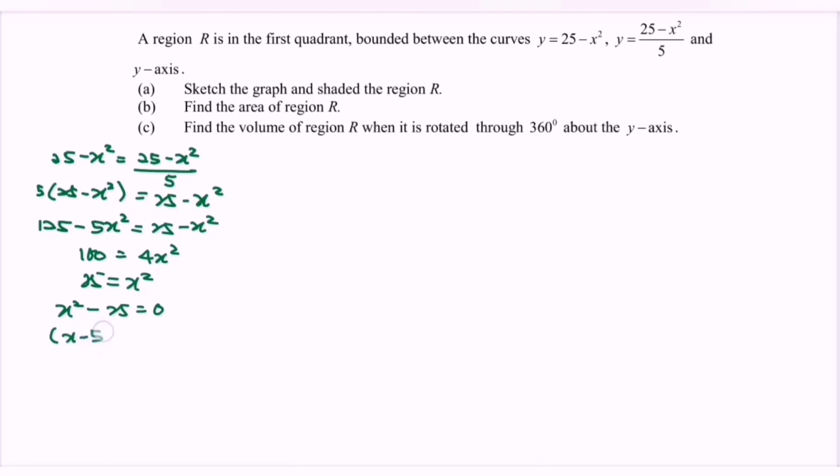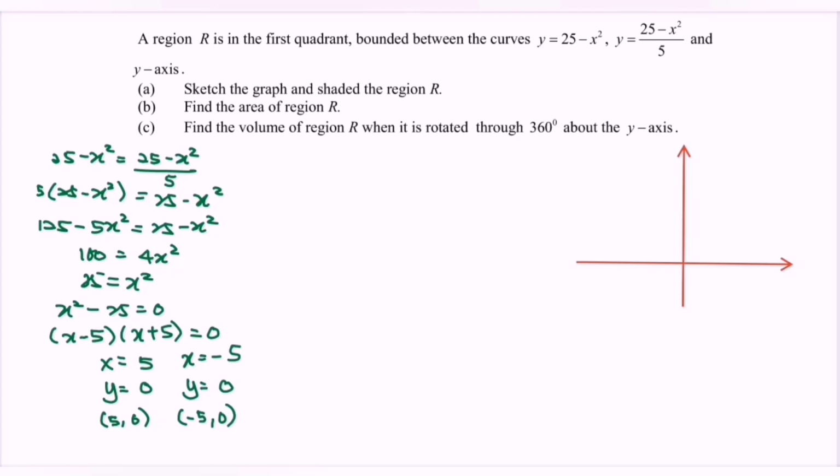So x minus 5 multiplied with x plus 5. So x will be equal to 5, x is equal to negative 5. So if we substitute the situation, y will be equal to 0, y is equal to 0 as well. So we have the points of intersection between the two graphs, which is 5, 0 and negative 5, 0.